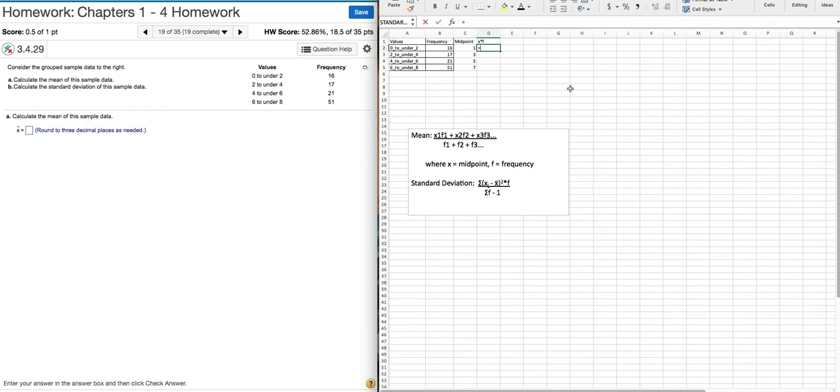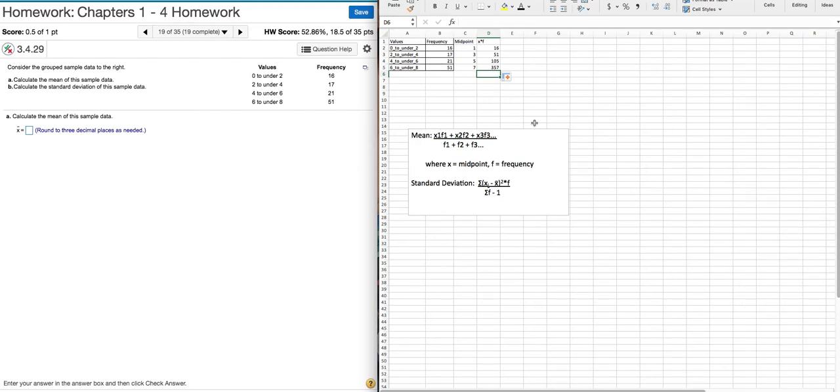So we're going to do equals, and x again is the midpoint. Multiplication is the star sign above the number 8. And the frequency is here. We're just going to copy that formula down all the way so it'll automatically calculate all of them for us. And we'll go ahead and sum these up because we are going to need the sum for the numerator when we're calculating the mean.